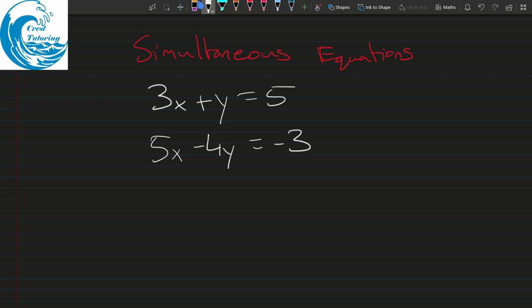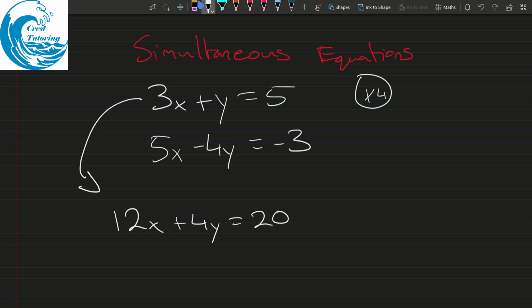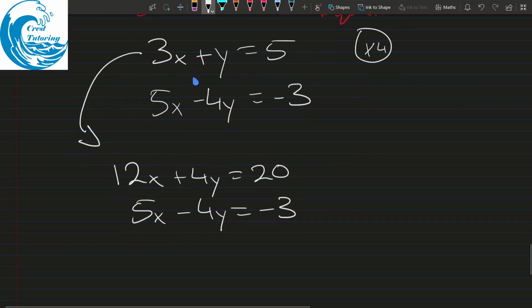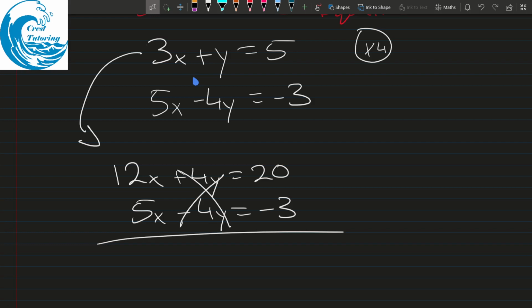Okay, so we have to pick what letter we want to get rid of first. So let's say we're going to get rid of the y's. That means we need to multiply the top equation by 4. So if I do that, I'm going to have 12x plus 4y equals 20. That's that equation there. And then I still have 5x minus 4y equals minus 3. So 4y and minus 4y, they're going to cancel, so we can cross them out.